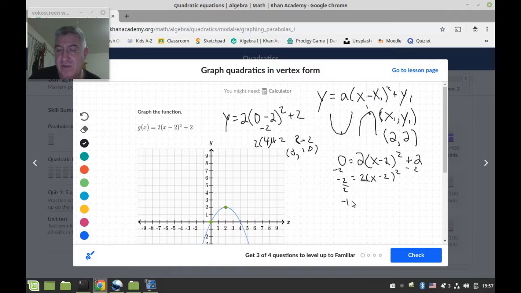and I'm going to have negative 1 is equal to x minus 2 squared, and then I'm going to take the square root of both sides. I'm going to take the square root of both sides, and I'm in a pickle again, and I can't do that. Why? Because it opens up, and so there is no zero. So we can't find x either. So we have another choice.